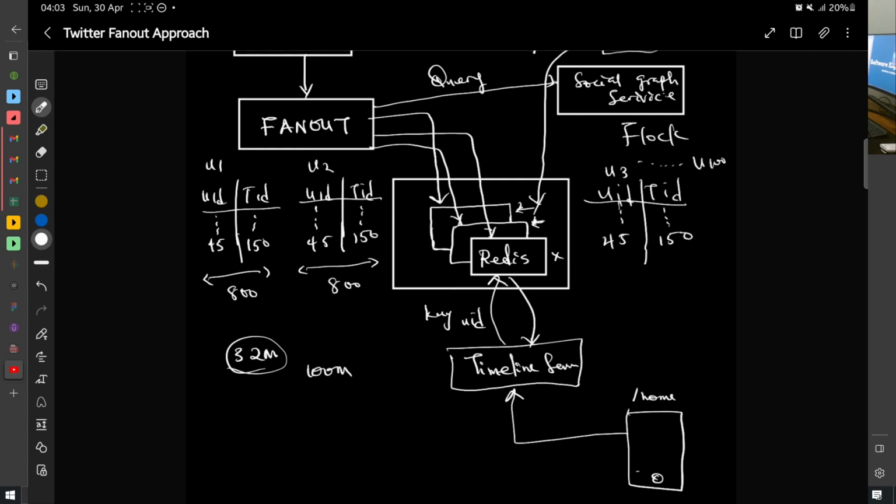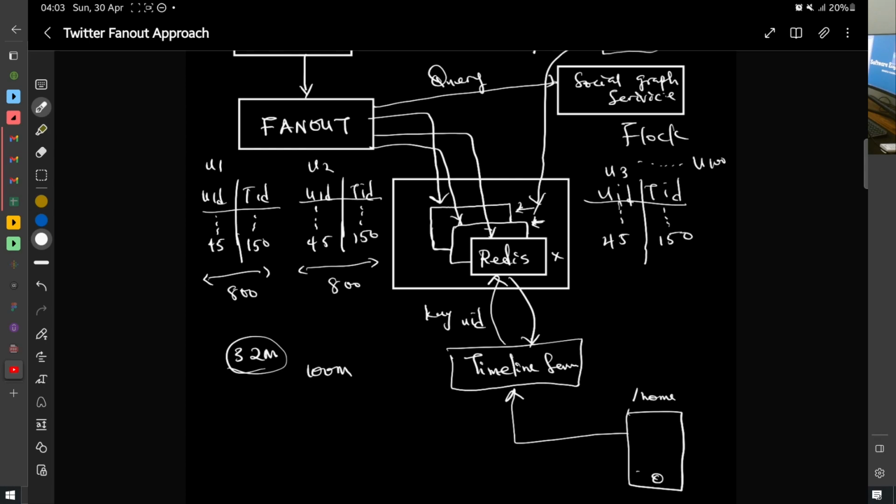So the fan out process is not being executed for celebrities. For celebrities, Twitter discovered that it is easier to just do the normal query for celebrities' tweets and then append this query into your list as it goes to your timeline, instead of doing the fan out process for celebrities.